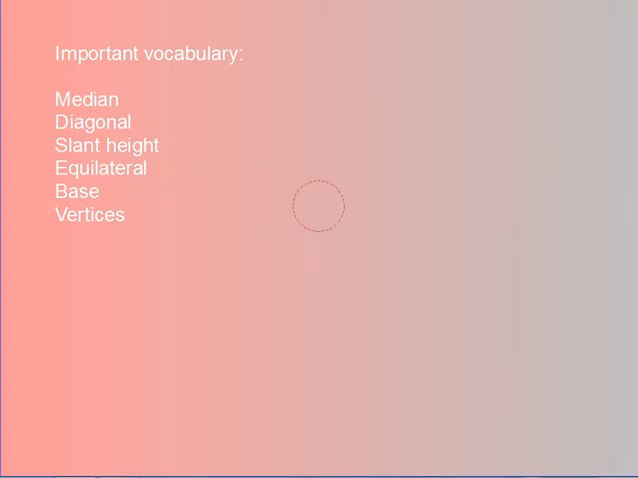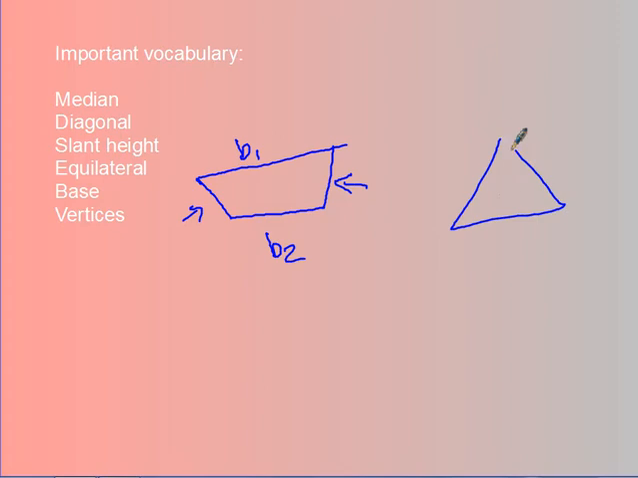The base is just the part of the figure, when the figure is turned a certain way, that it's sitting on. Now, trapezoids have two bases. You don't count their slant heights as bases. This would be a base. I always call the big base base 1 and the little base base 2. Triangles have 3 bases. Right now it's sitting on its base.